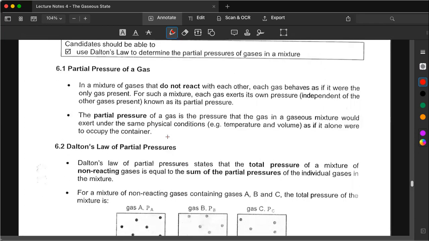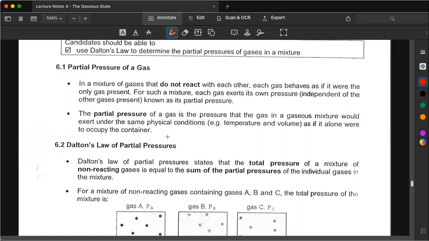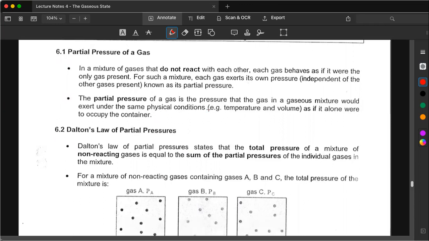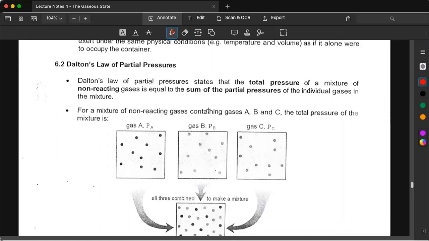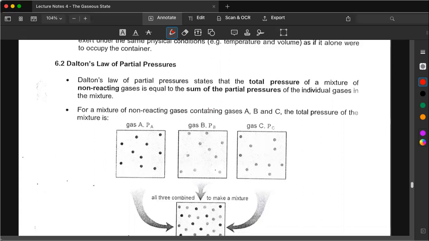So we are assuming that in this mixture of gases, they do not react with one another. So the pressure is exerted by each gas independently. The partial pressure of a gas is the pressure that a gas in a gaseous mixture will exert under the same physical conditions as if it alone were to occupy this container. With that, we come up with Dalton's law of partial pressure, which states that the total pressure of a mixture of non-reacting gases is the sum of the partial pressures of the individual gases.